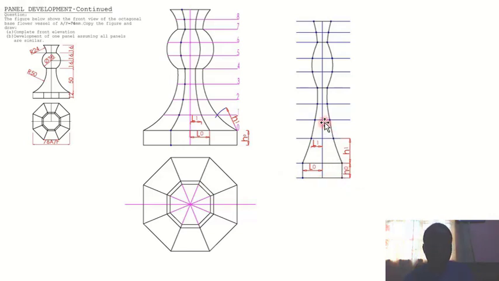We need to mark off these heights here. Now we come to the front elevation. We are going to pick the distances along the curved surface here, and then we get these heights.